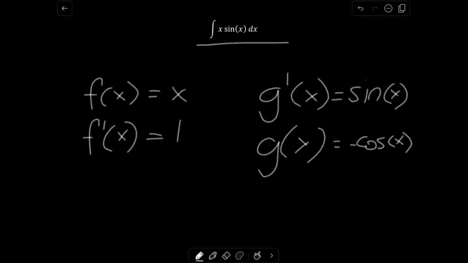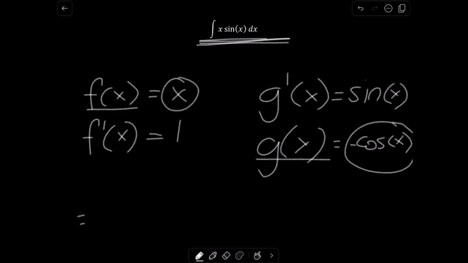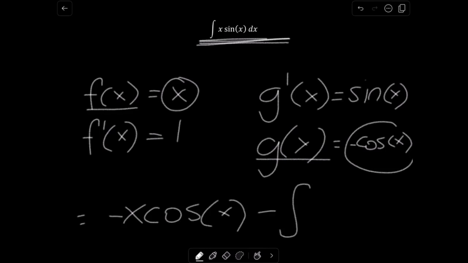Now, this integral is going to be equal to, remember the formula for integration by parts. Okay, go back in the video, take it down if you didn't copy it, and look at it carefully. This integral here is going to be f multiplied by g, so that is going to be x multiplied by negative cosine of x, so that will become negative x cosine of x. Then we have minus the integral of f prime multiplied by g of x. So it's 1 times minus cosine x, so we have the integral of minus cosine x dx.